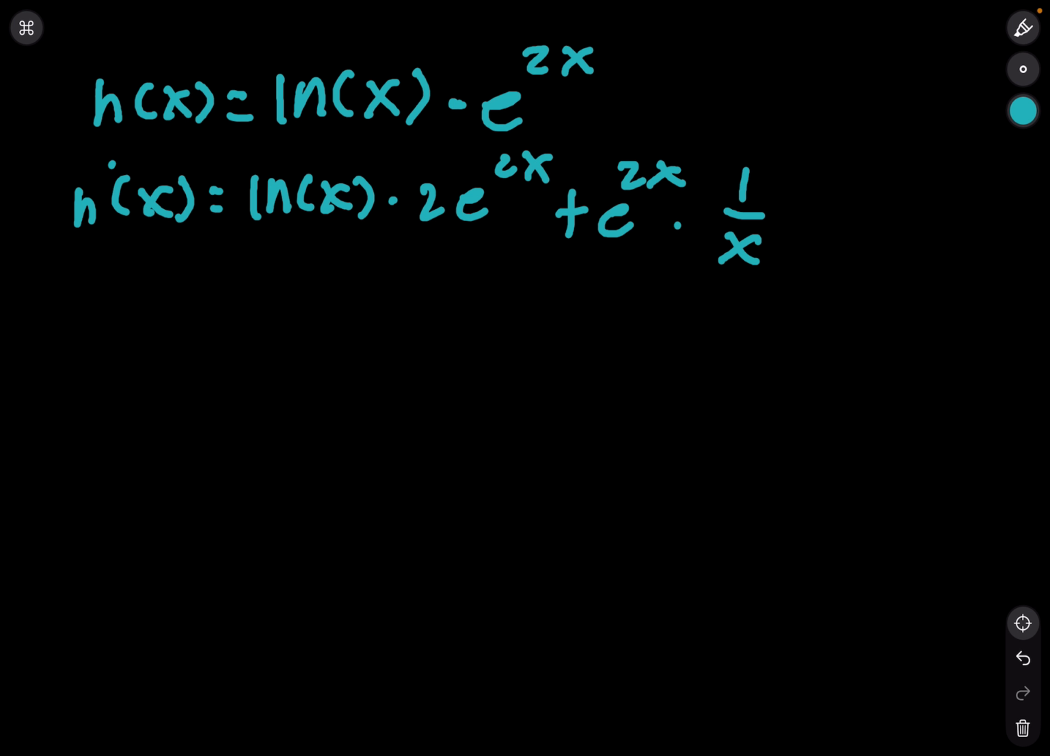From here, if you really want to simplify, you could just do 2 natural log of x times e to the 2x. Ooh, don't do that. That's gonna mess you up. Plus e to the 2x over x, and this is your answer.